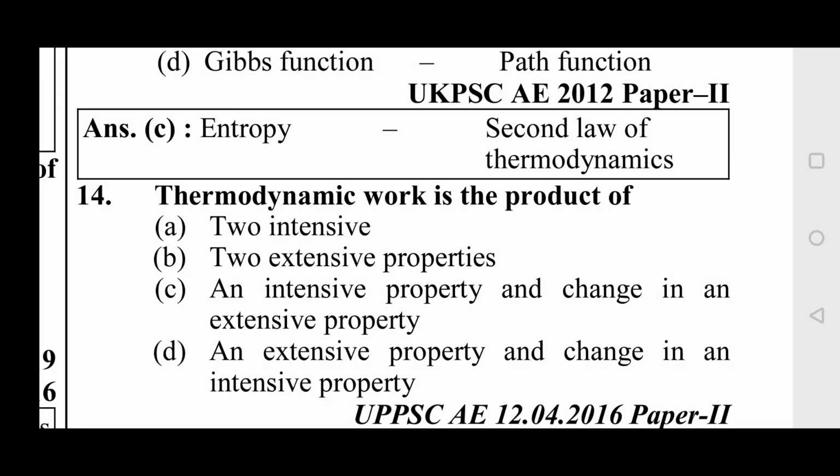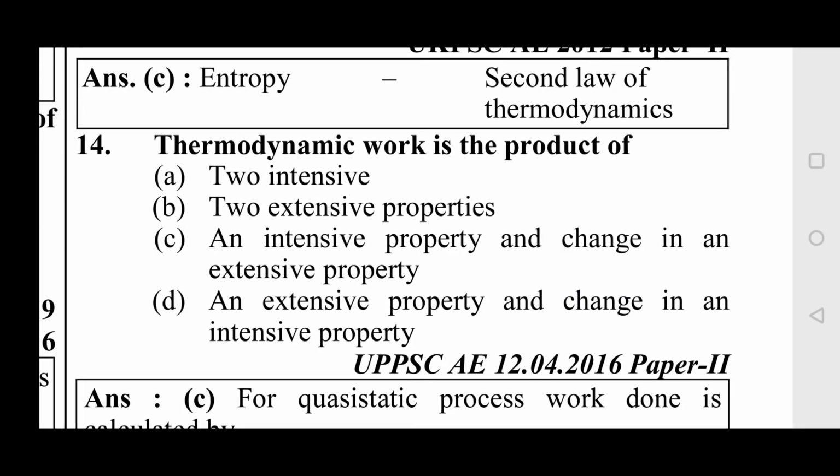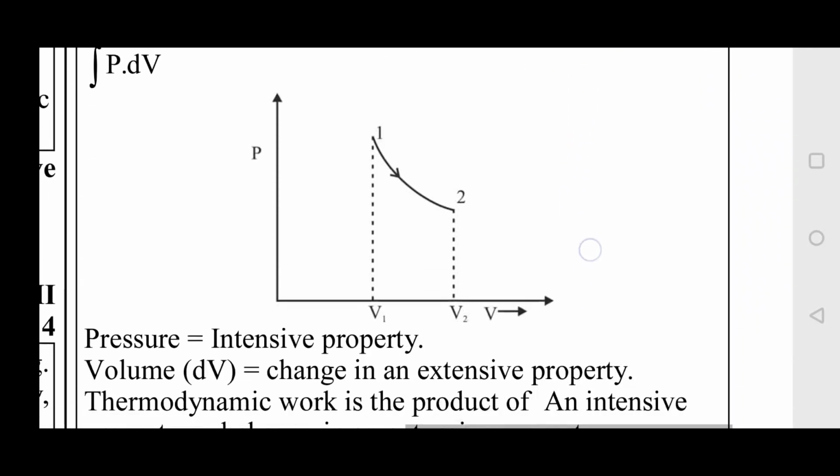Next, thermodynamic work is a product of... We know that work is equal to P into dV. dV means change in volume. So the answer is an intensive property and change in the extensive property. P is the intensive property and the extensive property is volume. Okay, next, integral of PdV.